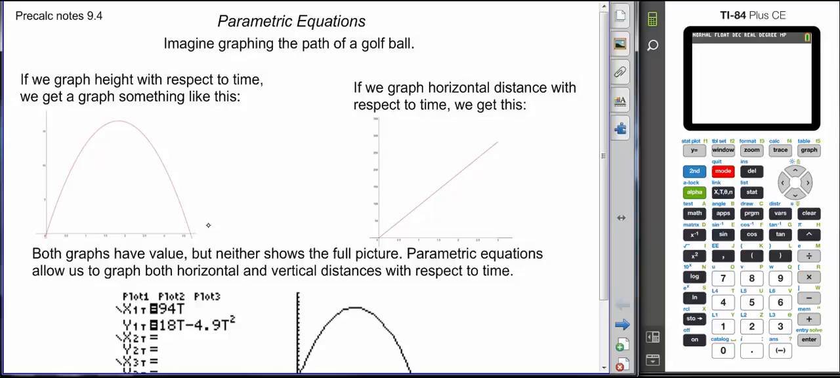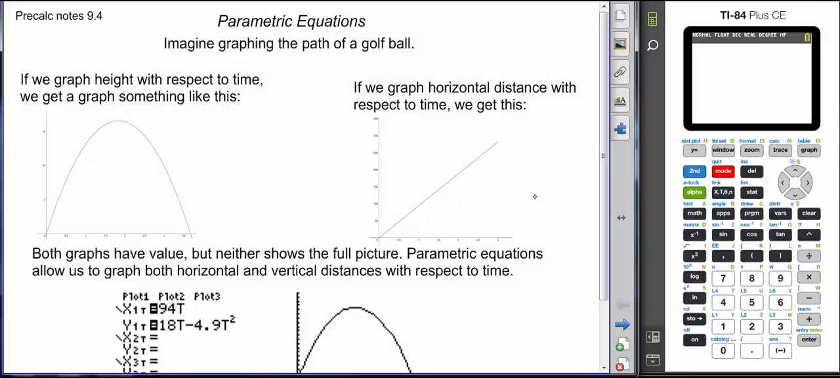But one thing that graph doesn't consider at all is horizontal distance. It may look like we're saying that's the flight of the golf ball or the path of the golf ball, but no, this is time. This isn't horizontal distance. Over here, we have a different graph that only considers the horizontal distance with time. So here is time on our x-axis, here's distance, and that's essentially how far the ball is traveling.